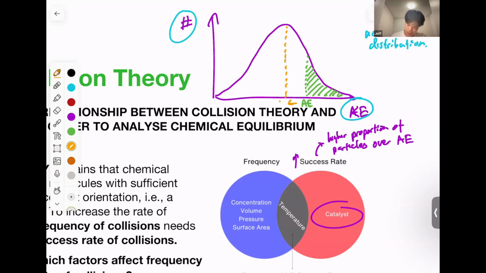It shifts it to the left. Activation energy with a catalyst shifts this activation energy to a lower kinetic energy level. And that now captures this whole new range of particles, which are now over activation energy. And hence you now have a higher proportion of particles over activation energy, meaning each collision is more likely to be successful.